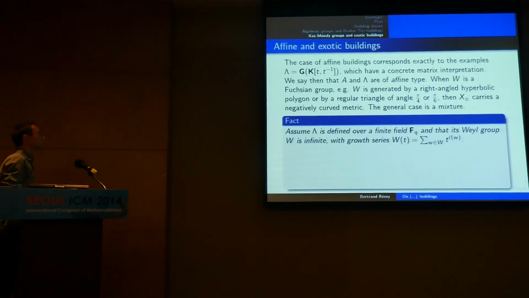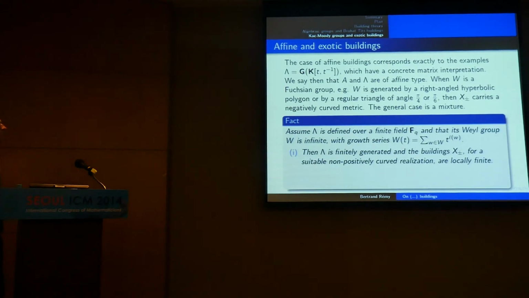But still, here is the first argument to say that Kac-Moody groups over finite fields are analogs of arithmetic groups over function fields. Let's assume, for the rest of the talk, that the ground field is finite and that the Weyl group is infinite. We introduce the growth series of the Weyl group. Then what we immediately get from the finiteness of the ground field is that the Kac-Moody group will be finitely generated by its very definition, by its presentation. And the other point is that the geometry will be locally finite. The buildings will be locally finite. So in particular, the full automorphism groups of the buildings will be locally compact for the compact open topology, and they will carry Haar measures.